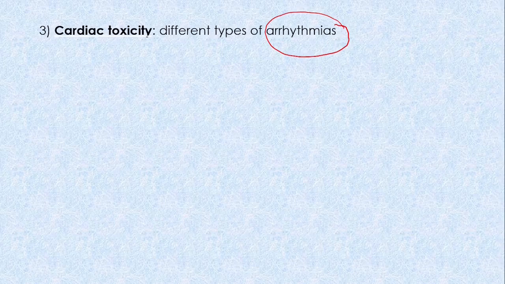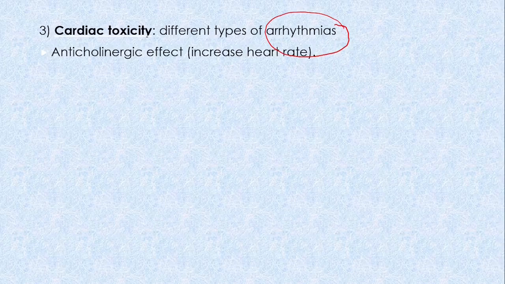So how can they produce these different kinds of arrhythmia? What are the toxic effects on the cardiovascular system? First, by blocking the muscarinic receptor in the heart, these drugs can increase the heart rate. Of course, this is dangerous, especially in people who are suffering from ischemic heart disease. This is anticholinergic effect. Blocking muscarinic receptors at the SA node will result in an increase in heart rate, known as tachycardia.